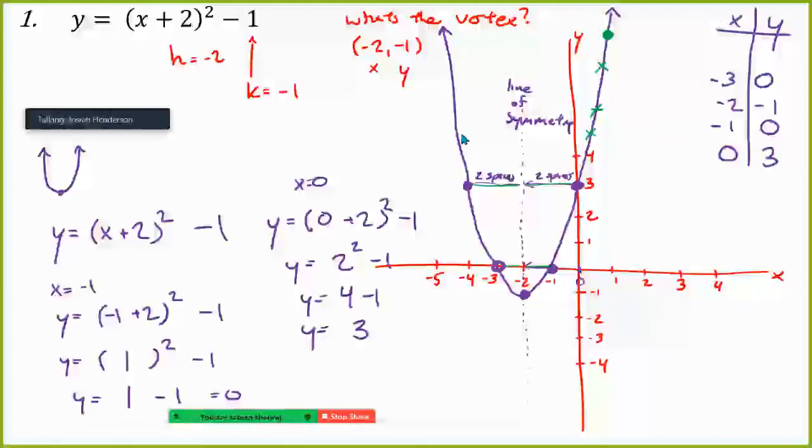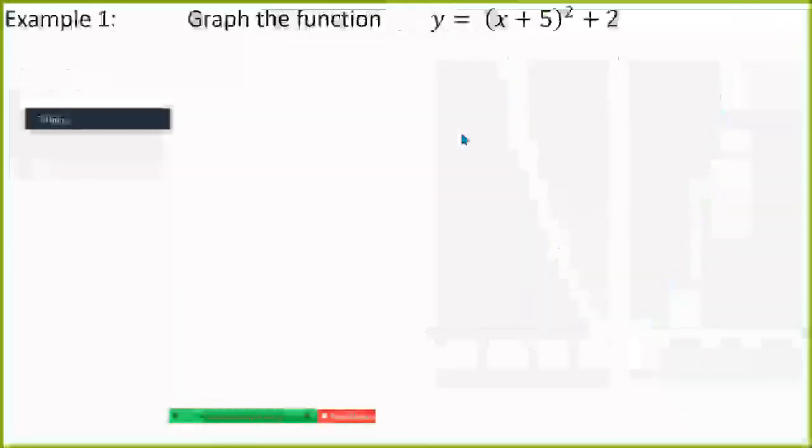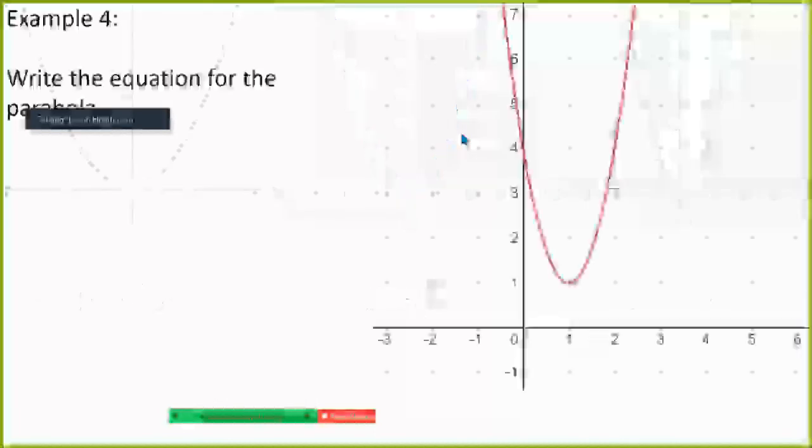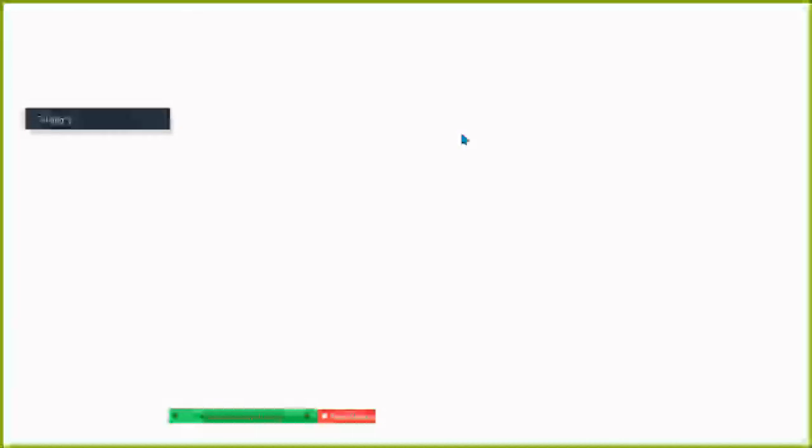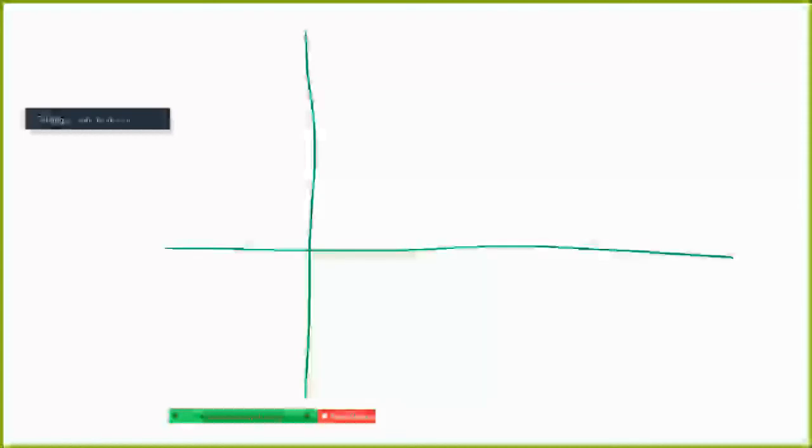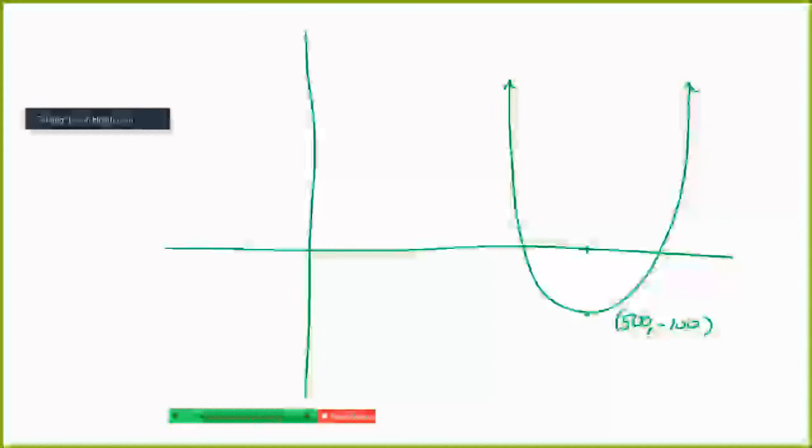0, 0. But what if this graph was way over at like 100? What if it was something like this? Okay, so what if our parabola was something like this, and this vertex was at like 500, comma, negative 100. Something crazy and ridiculous. So that's possible, right?